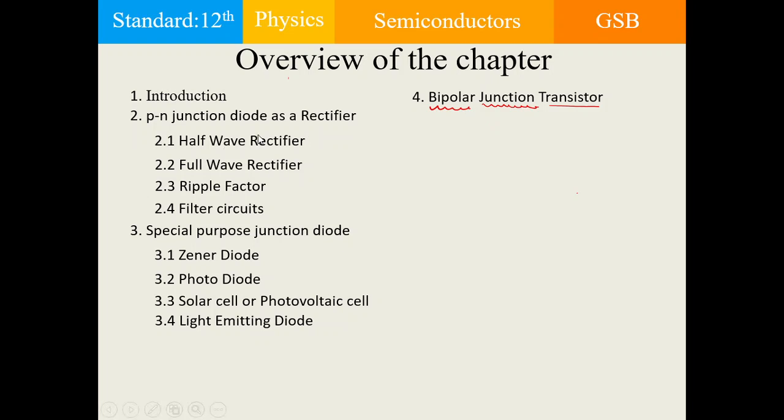Okay, so BJT. In BJT, we are going to learn about the common emitter configuration. Actually, there are three configurations: common base, common collector, and common emitter configuration. Among those three configurations, we have the common emitter configuration in our syllabus. So we are going to learn about it in detail. We'll be learning how the current passes through the transistor. A transistor is a three-terminal device. All these things we are going to learn in detail when the part on the bipolar junction transistor comes.